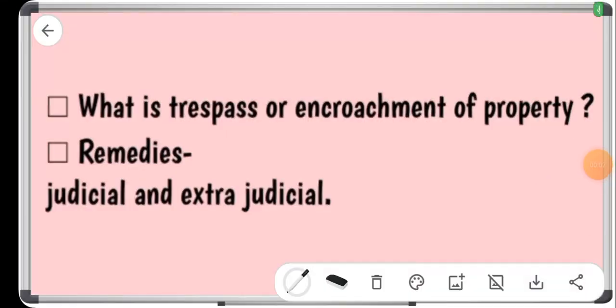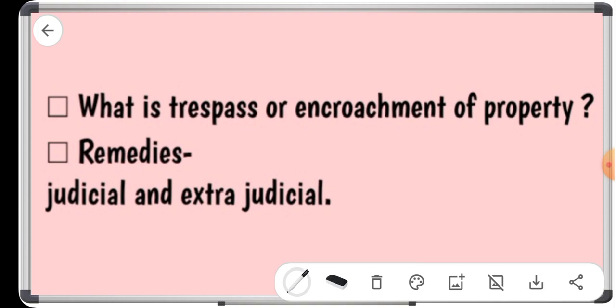Hello everyone. In this video, we would discuss remedies against trespass or encroachment of property in India. So before that, first we need to understand what is trespass. Trespass occurs when an individual intentionally interferes with another person's property, constituting an unreasonable and unlawful violation.